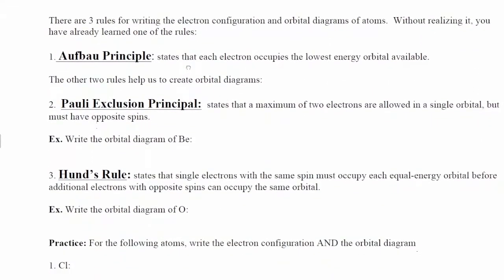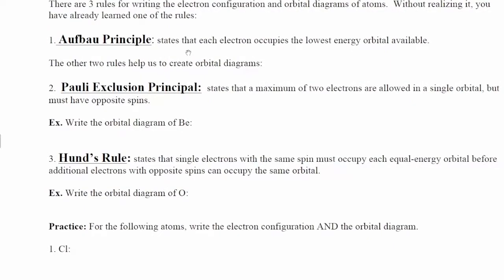So what I'm going to do is go through these next 3 rules, and it's actually going to help us go over electron configuration and then introduce a new concept, which is the orbital diagram. The first principle you've actually been using without realizing it: the Aufbau Principle states that each electron occupies the lowest energy orbital available.